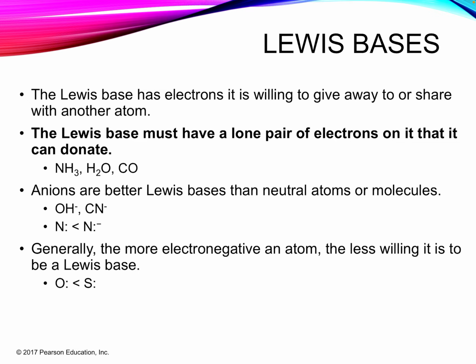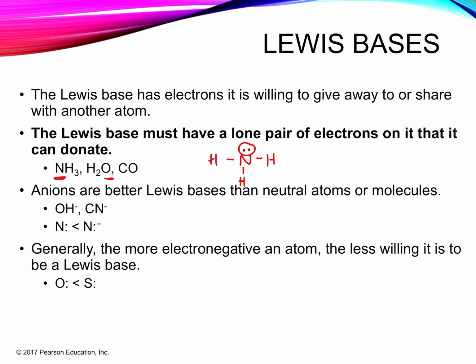Lewis bases have to have electrons that they're going to give away or share. And so usually the way that this works out is the Lewis base will have a lone pair of electrons on it that it can donate. So this would be things that have like nitrogen or oxygen on them, because if we think like ammonia, right, ammonia has this lone pair on the nitrogen. That makes ammonia a really good electron donor, right, because those electrons are free.